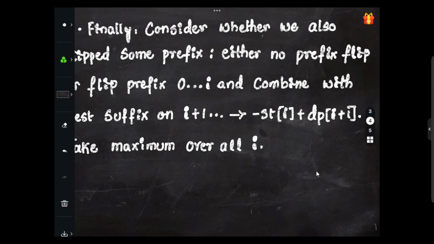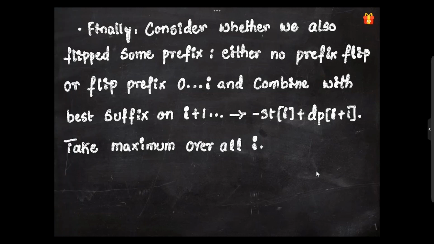Finally, we'll consider whether we also flipped from some prefix. So either no prefix flip, or flip the prefix 0 to i, and we'll be combining it with the best suffix from i plus 1, which is nothing but negative prefix of i plus dp of i plus 1. We'll be considering the maximum over all i.